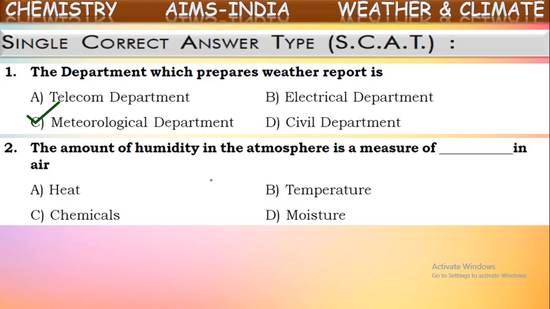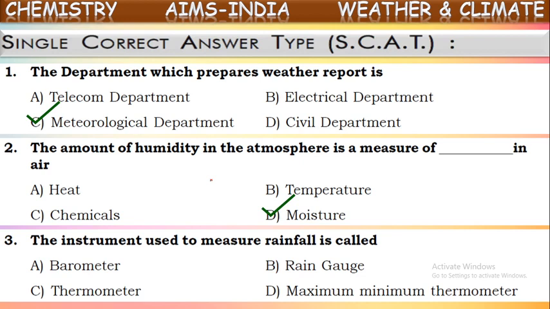Generally, this humidity will be more in hot conditions. When the temperature is high, a greater amount of water from water bodies evaporates and causes more water vapor in the atmosphere. So we feel humid. Okay, the measure of moisture is humidity. Okay, next one.